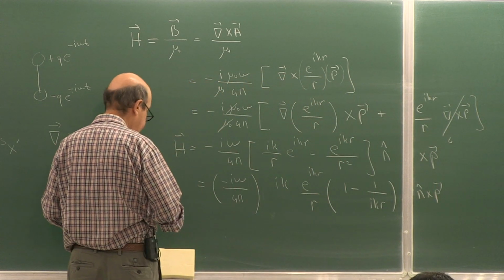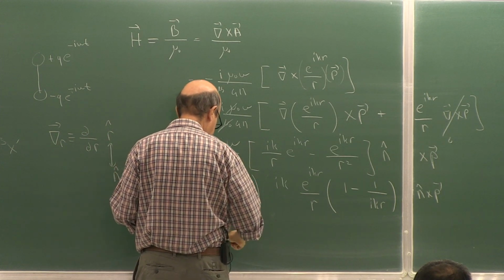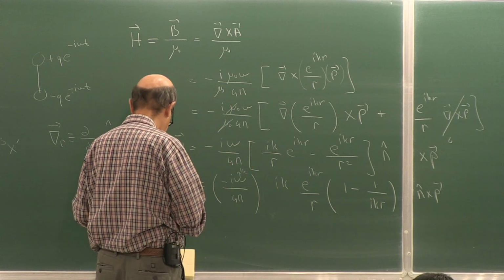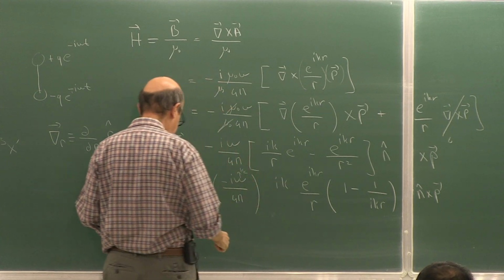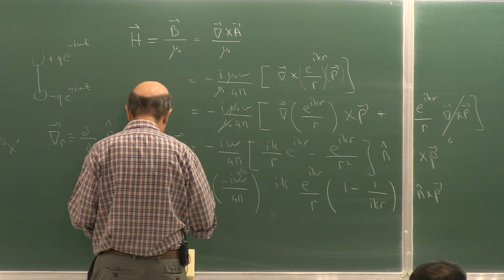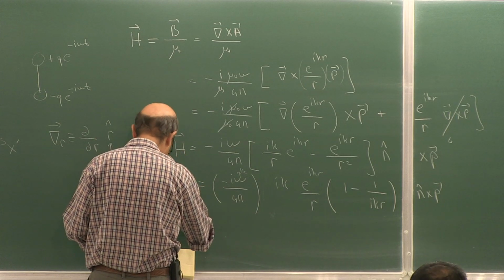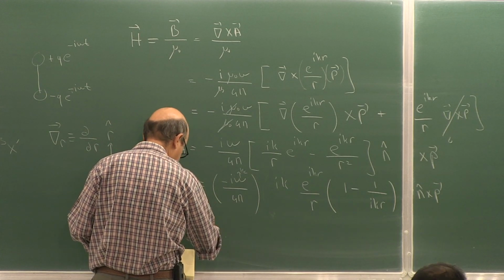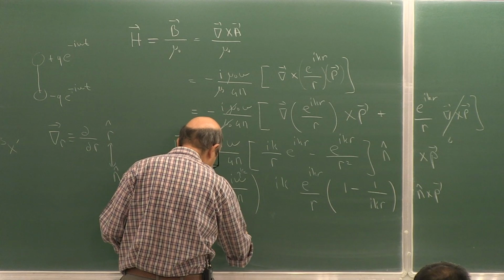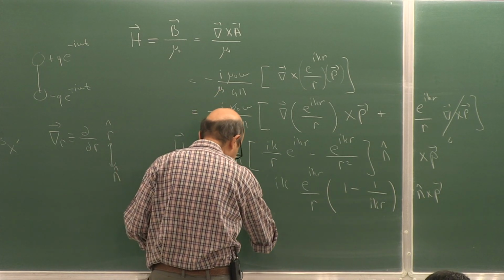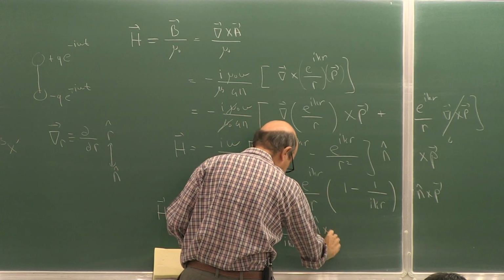So you can handle the things very easily. Omega is equal to k times c, so this is k square c, and i times i is minus 1, and altogether the H field, the auxiliary field, will be c times k square over 4 pi, e to the ikr over r, that is the spherical wave term, times 1 minus 1 over ikr, n cross p.